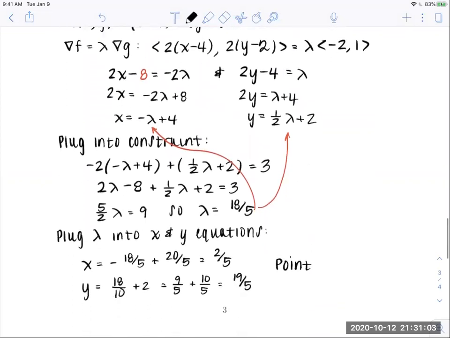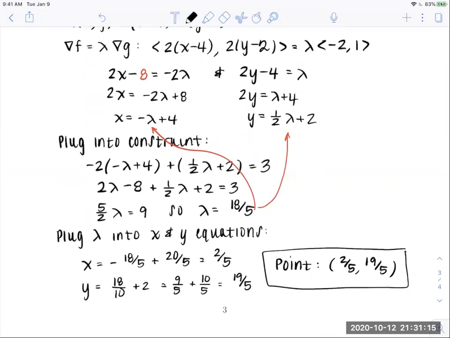And so the point that we're looking for that is closest to the point (4, 2) on the line y equals 2x plus 3 is the point (2/5, 19/5). This concludes our notes over 13.9, which is also the culmination of chapter 13.